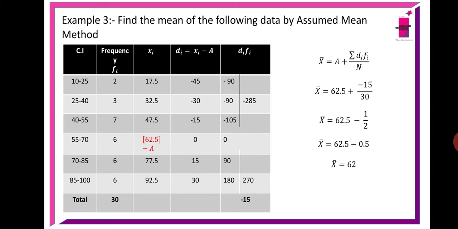If you add all of the di fi column, I will get minus 15. Now you are going to substitute the values. A is 62.5, we assumed A as 62.5, sigma di fi is minus 15, and total observations n is 30. So 62.5 plus minus 15 by 30. Minus 15 by 30 is minus 1 by 2, that is minus 0.5. You got the mean as 62. The same example that we took in the direct method, second example, with the same example I am showing you with the assumed mean.